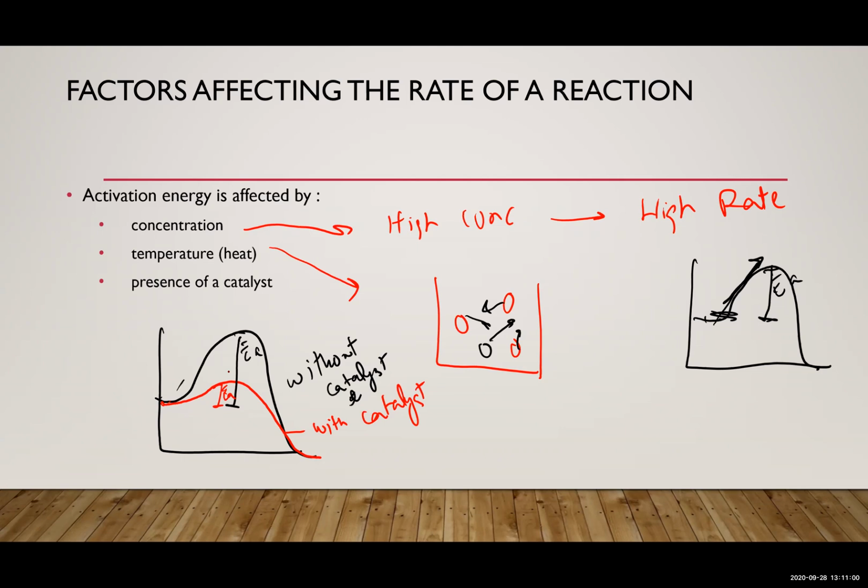When you add catalyst, they provide a different pathway for the reaction. They don't participate themselves in a reaction. They don't react themselves. They just provide a different pathway. That pathway has a smaller activation barrier. If the activation barrier is smaller, what will happen to the rate of reaction? Will it increase or decrease? It will increase. So all these three factors will increase the rate of reaction by having some effect on activation energy.